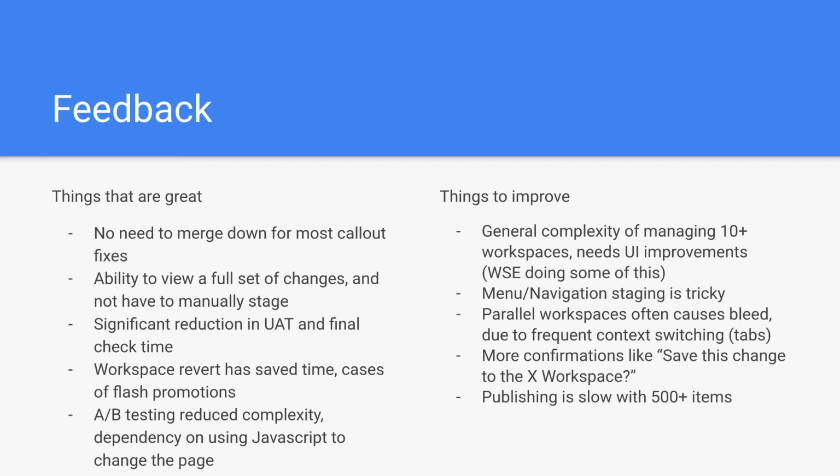They like the ability of viewing a full set of changes. They've done this to communicate to stakeholders, here's how the site looks. And they don't have to log in, because that was an issue before. We'd have to do screenshots or screen shares or stuff like that. No more of that. We say, here's the link, check it out, let me know if it's good, and we approve it. Huge reduction in UAT because they can just make the change on production and someone else is reviewing it and says, okay, go ahead. Workspace Revert has saved time. If you work in retail, you might have flash sales, and so they publish a flash sale, and then they just click roll back, and the site goes back to where it was before.